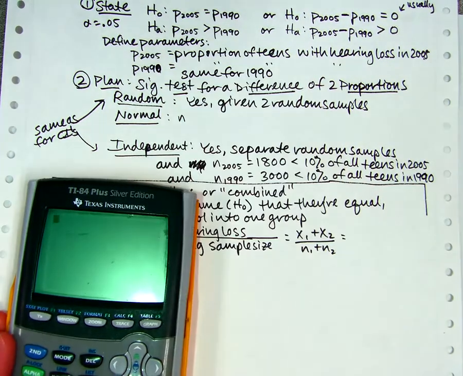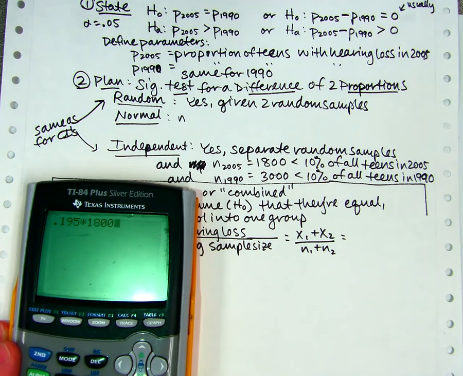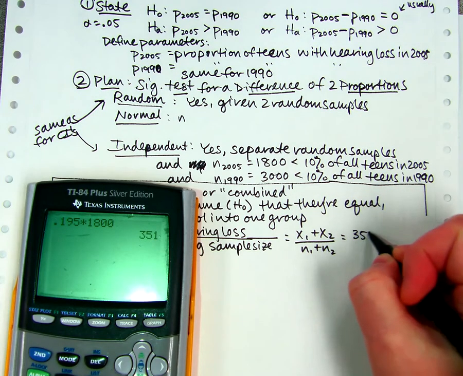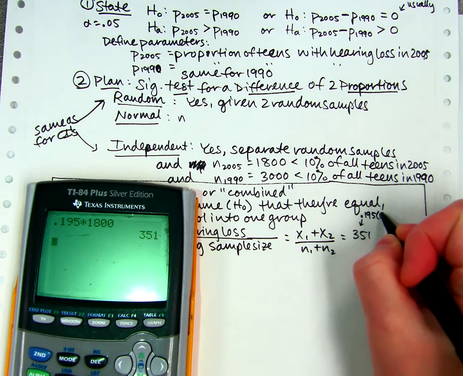The 0.195 times the 1800. Whoa, I just typed it really weird. Times 1800. That is my x value for 2005. That's 351. I'll put a little note up here that came from 0.195 times 1800.